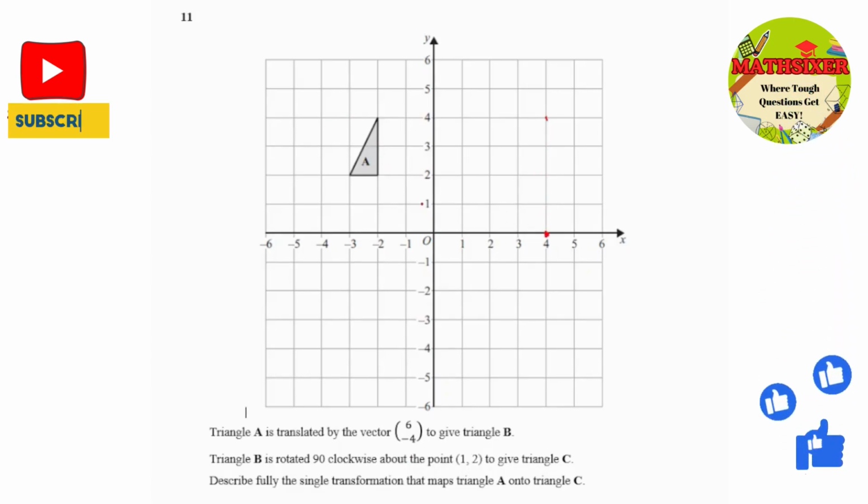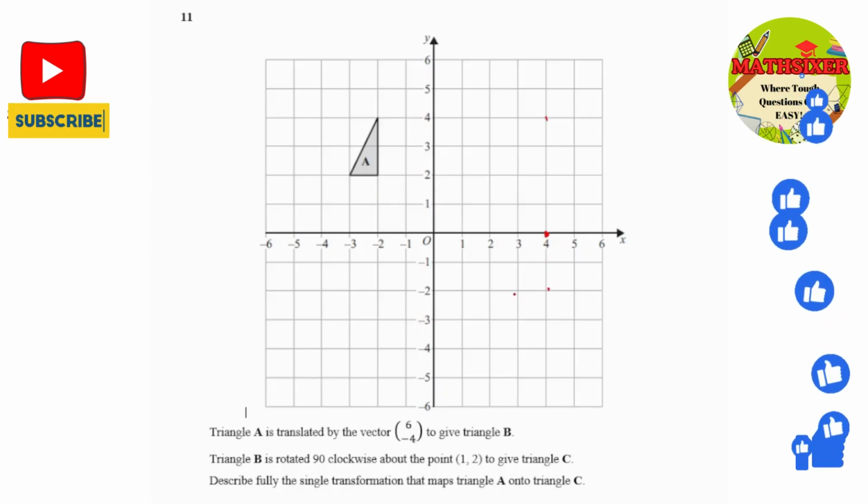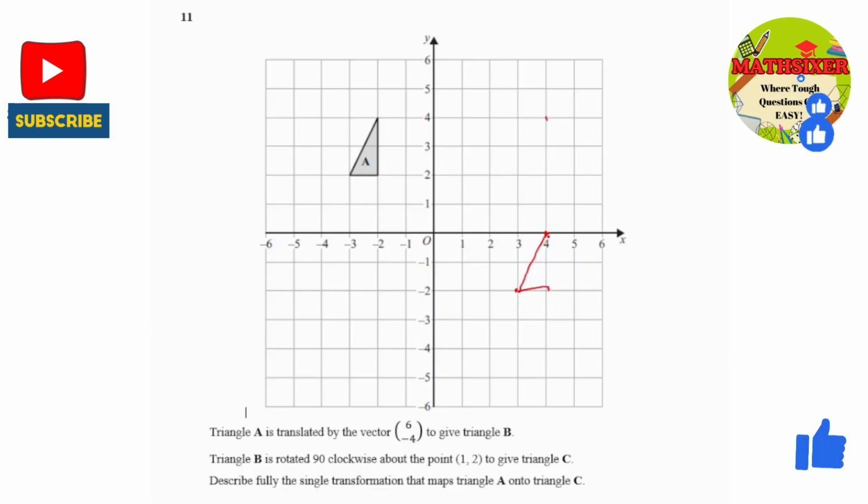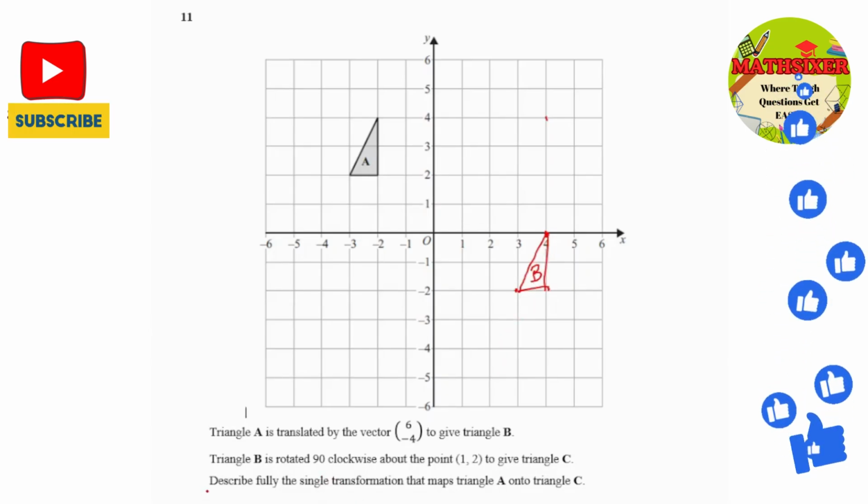And then we're going to go 2 points down: 1, 2, and 1 point to the left. And we get this triangle. And this is triangle B. Okay, so this is triangle B.